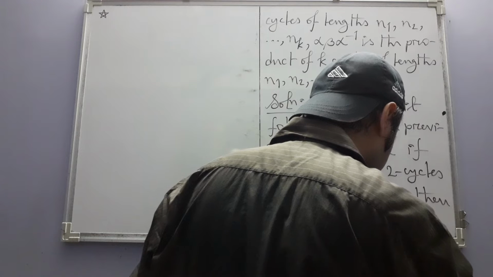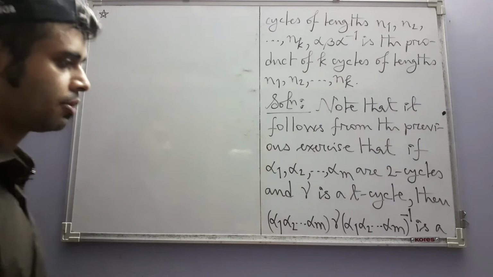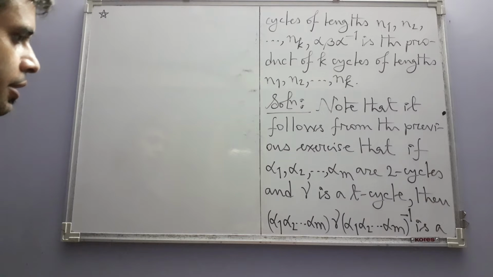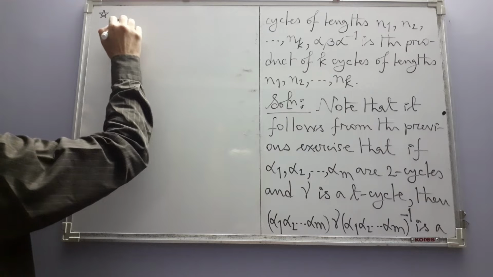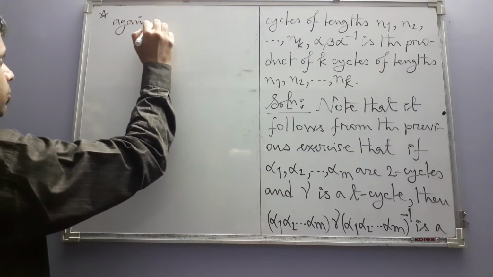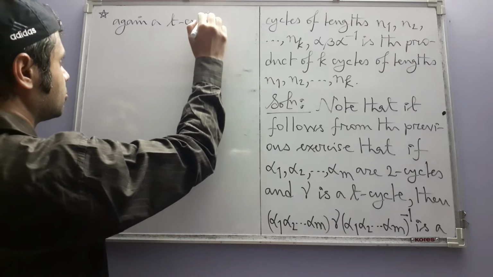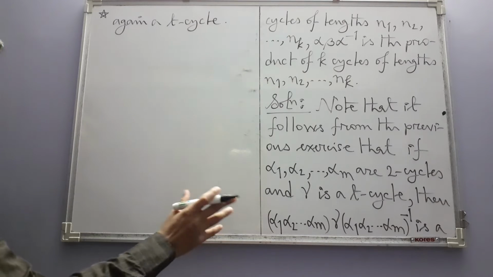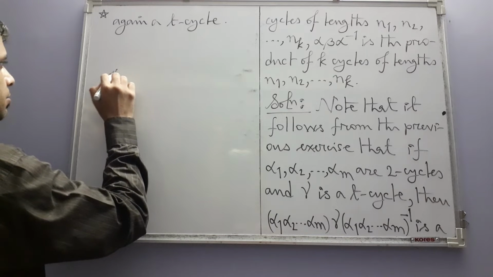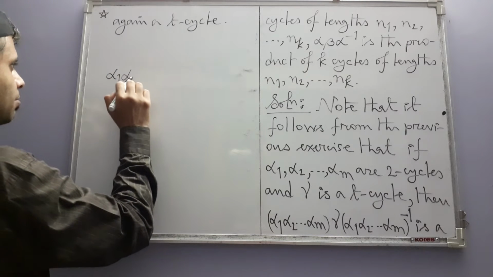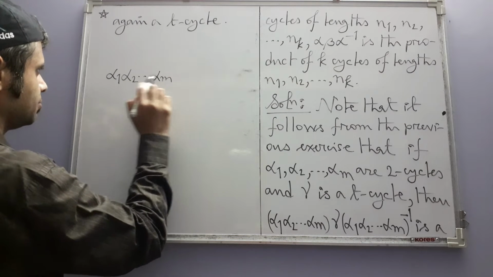But if I write inverse here, then there is no problem. This is, oh, we did not finish it, no? This is again a T cycle. Okay, but exactly how? I will not make the how part a part of this solution, but I will just simply show you.